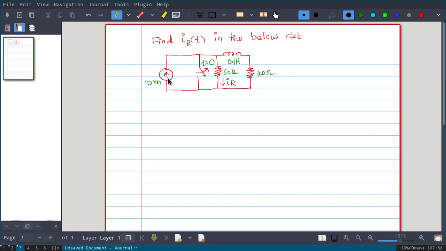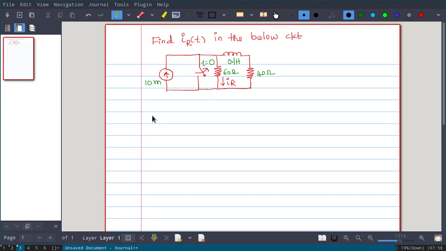A 10 milliampere current source is given, and at t equal to 0, the switch will be opened. Before that, the switch is closed. At t equal to 0, the switch will be opened. And you have a 0.1 Henry inductor and two resistors, 60 ohm and 40 ohm. The current passing through this 60 ohm resistor is IR. So you have to determine the expression for this IR.